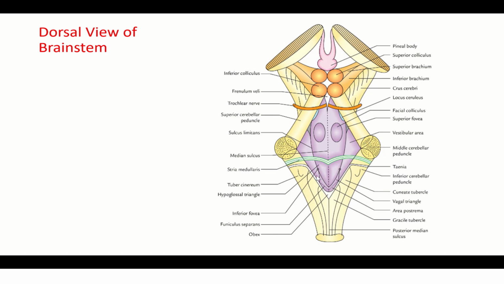So all these features. We have two different parts here: one is the closed part of the medulla, and the other is the open part of the medulla. We are going to discuss the dorsal view in both these halves.